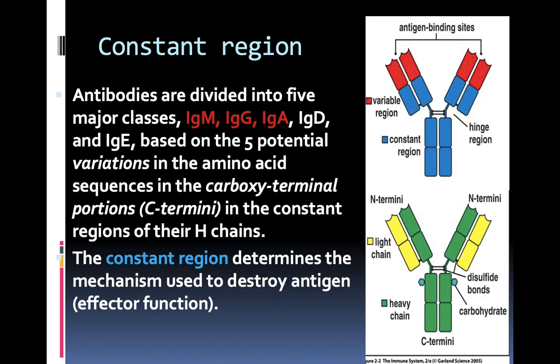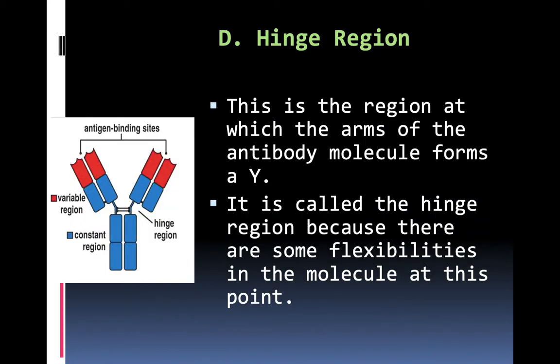Now, let's move on to the fourth structure of antibodies, the hinge region. I made a quick mention about this a while ago. So here, this is the hinge region, the region at which the arms of the antibody molecule form that recognizable Y shape. As the name implies, it is called the hinge region because there is some flexibility in the molecule at this particular point.